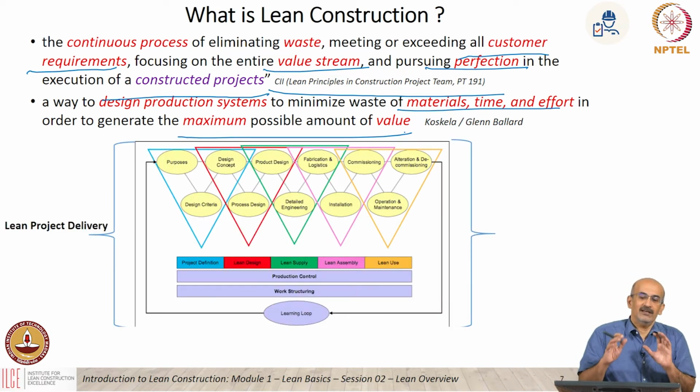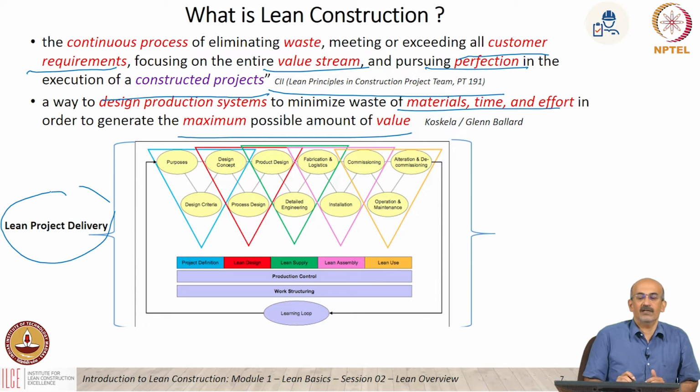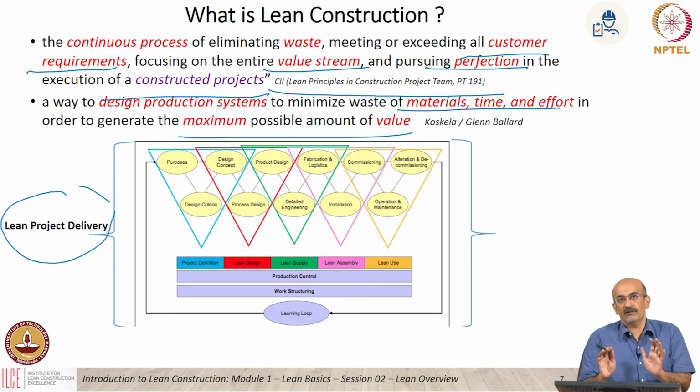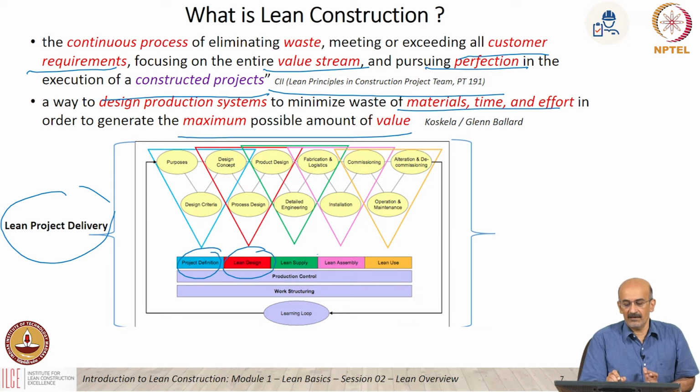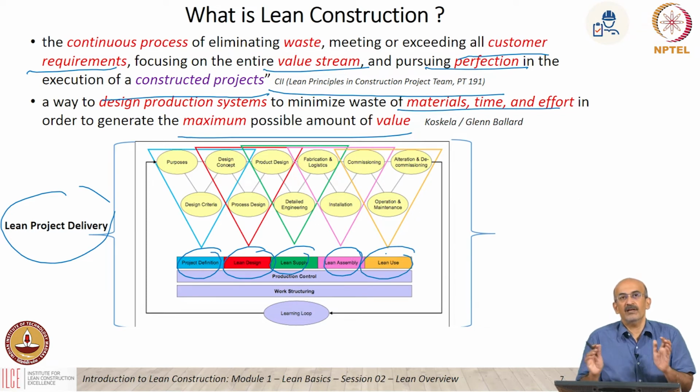Now, when we look at lean construction, we look at it mostly from a construction perspective, but the general perspective is to look at it from a lean project delivery view. I'm not just interested in the construction phase, I'm interested in the full project. So lean project delivery looks at all the phases of a project, whether it's definition, design, supply, assembly, and usage. It is a much broader term, looking at all phases of a project and how lean could be applied from concept to use.